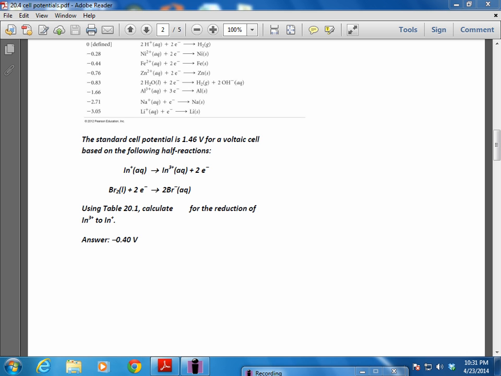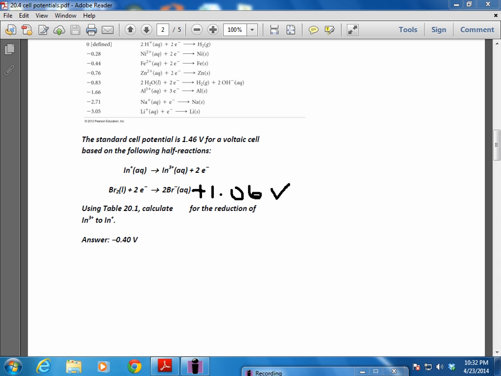We have indium with a plus charge going to 3 plus and 2 electrons. So indium is losing those electrons. We have bromine on the other side gaining those electrons. So if we look at the chart up above in the lecture handout and we find bromine, bromine has a standard potential of 1.06 volts, and it's positive. So that means it's pretty likely that it wants to gain electrons to go through reduction.